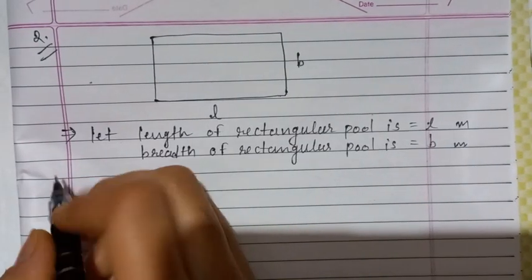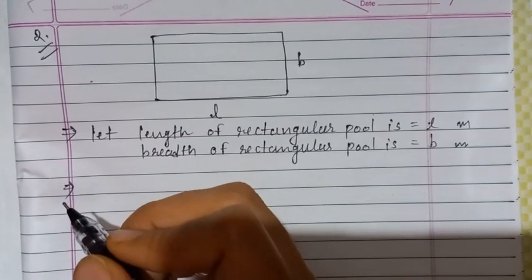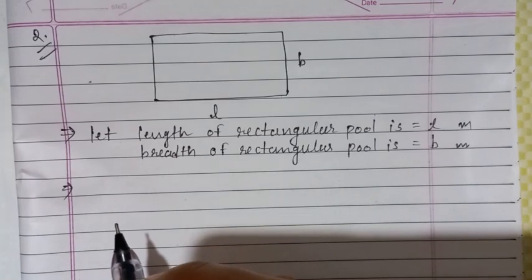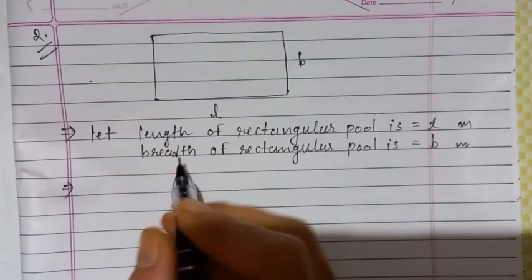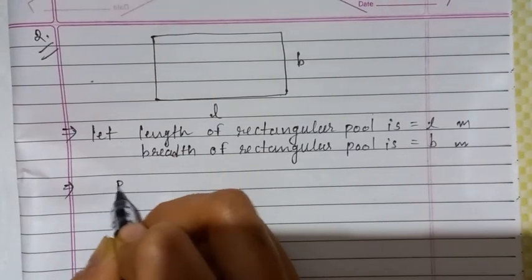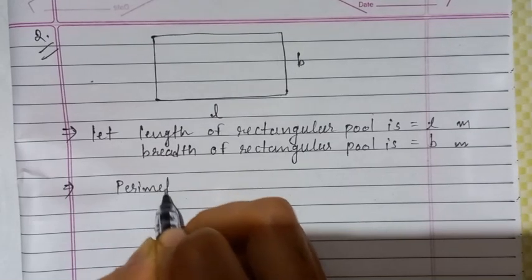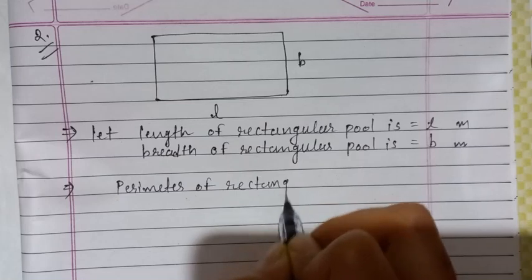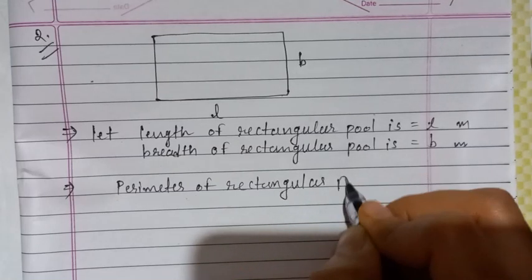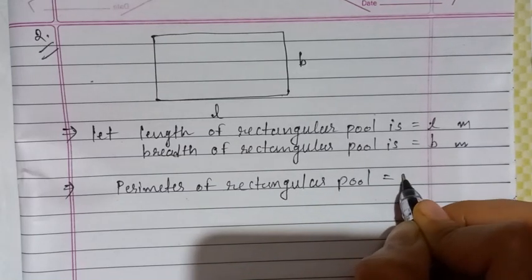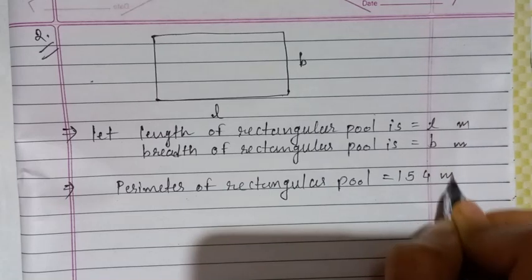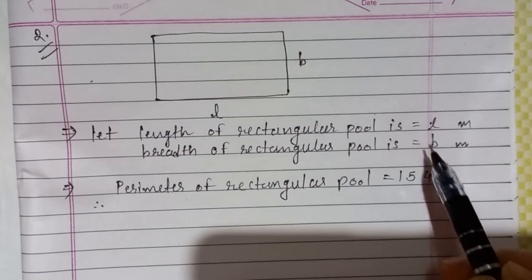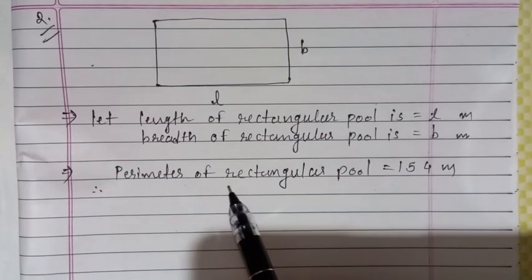Now what you have been given is that the perimeter of a rectangular swimming pool is 154. So we have the perimeter of the rectangular pool equal to 154 meter. Okay, and we know length and breadth, so we can apply the formula of perimeter.